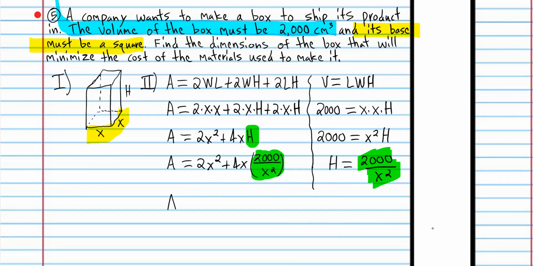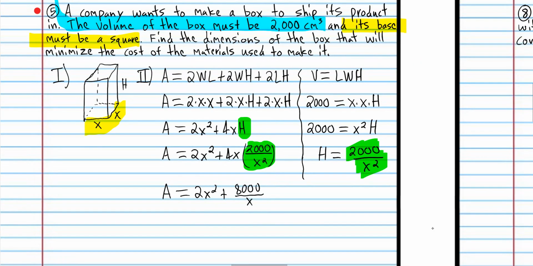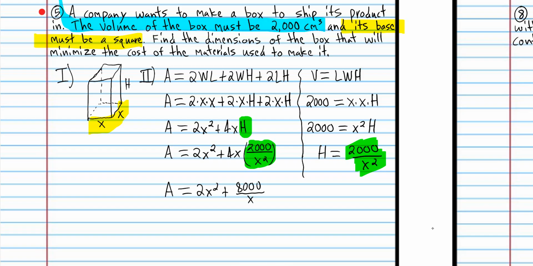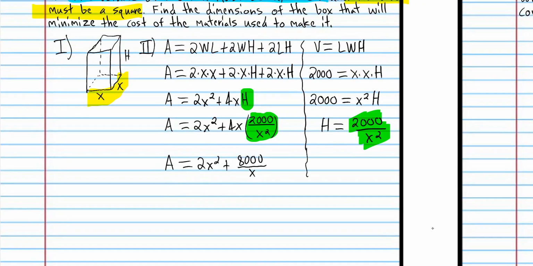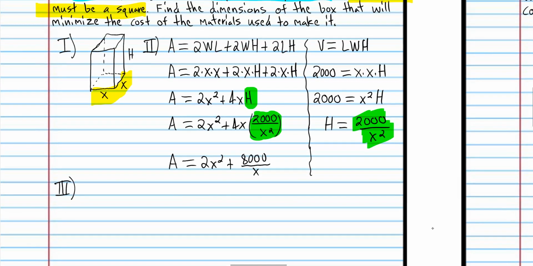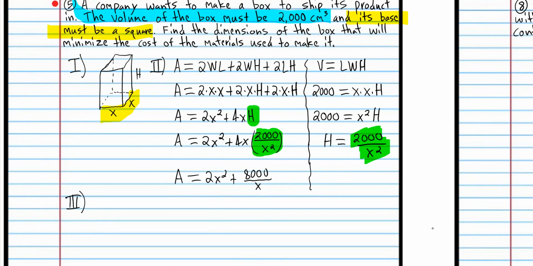Okay, and so we have 8,000 over x there. So we're done with step 2. Again, as you can see, step 2 is pretty involved in many cases, most cases. Also, I'm going to write this with function notation just to demonstrate that this is a function of x, even though we know it's a function.